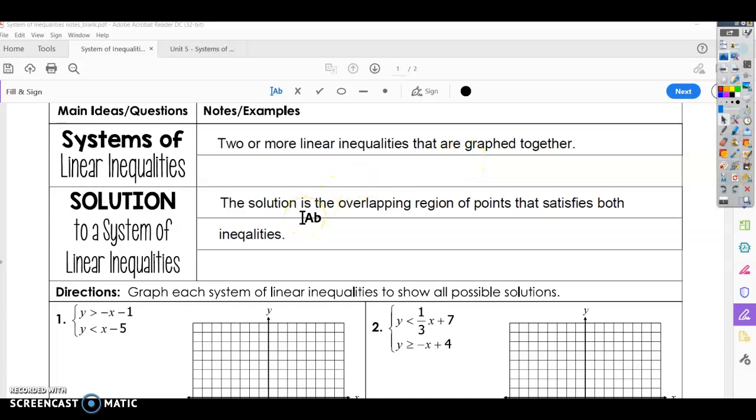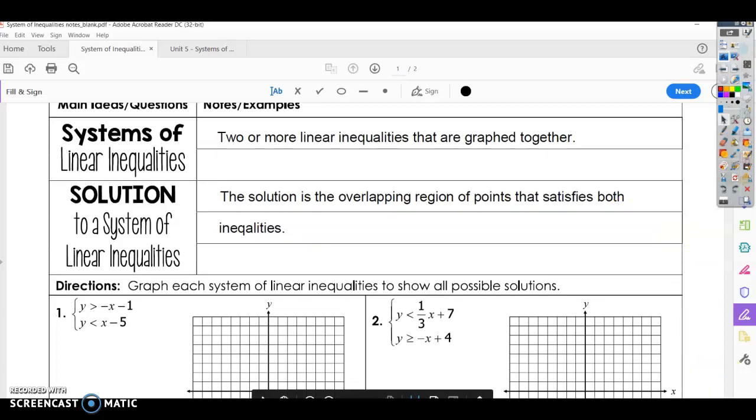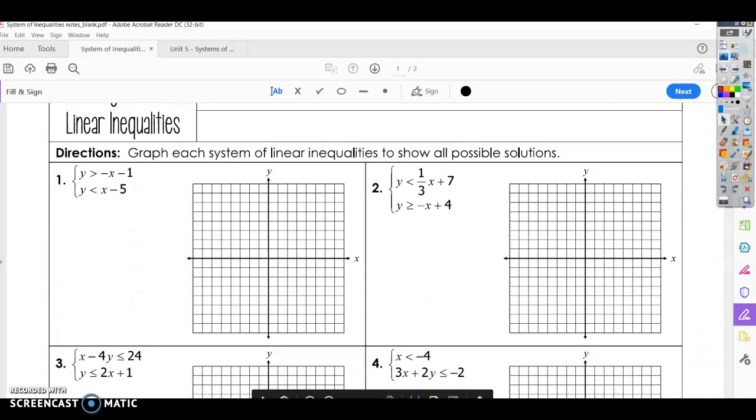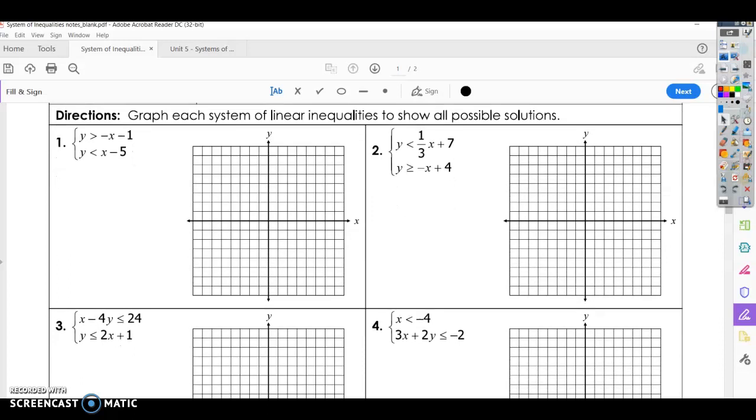So the solution of a system of inequalities is the overlapping region of points that satisfies both inequalities. So it has to be a point that makes both inequalities true. So let's look at a couple examples here. Number 1 says, graph each system of linear inequalities to show all possible solutions.